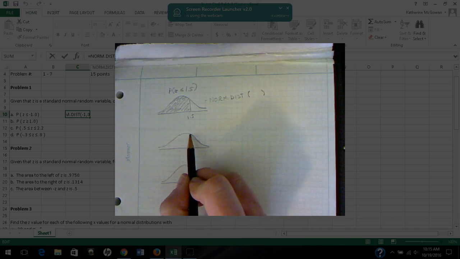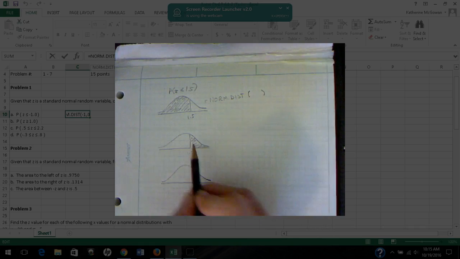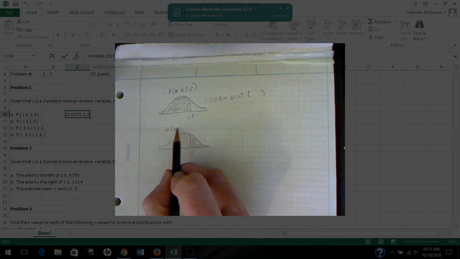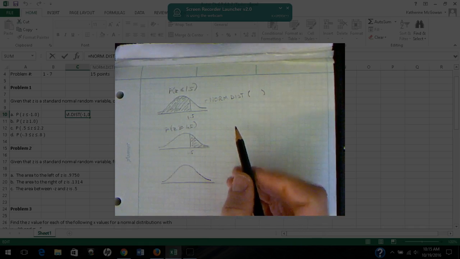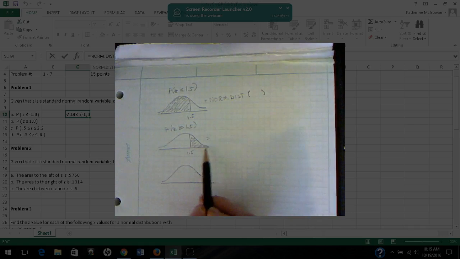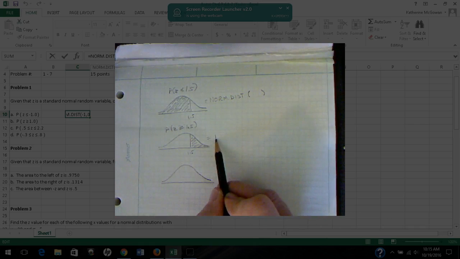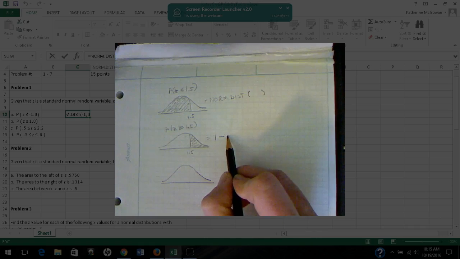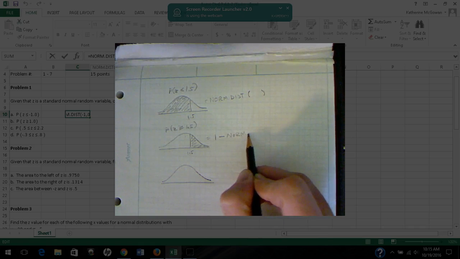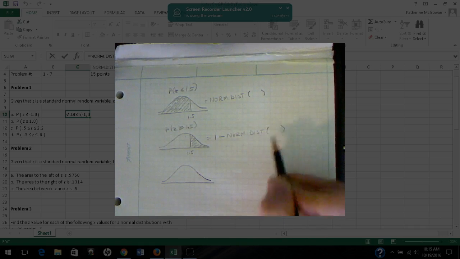Now if we're calculating to the right, let's put 1.5 in here. So this is probability that Z is greater than or equal to 1.5. Then we'll end up using a complements rule. So the total area under the curve is 1, and if we subtract the area to the left of 1.5, then we automatically get what's left, which is the area to the right. So 1 minus norm.dist, and then put in your arguments.